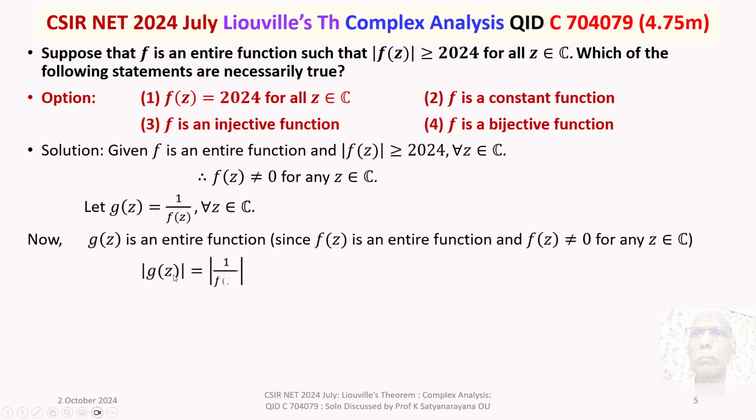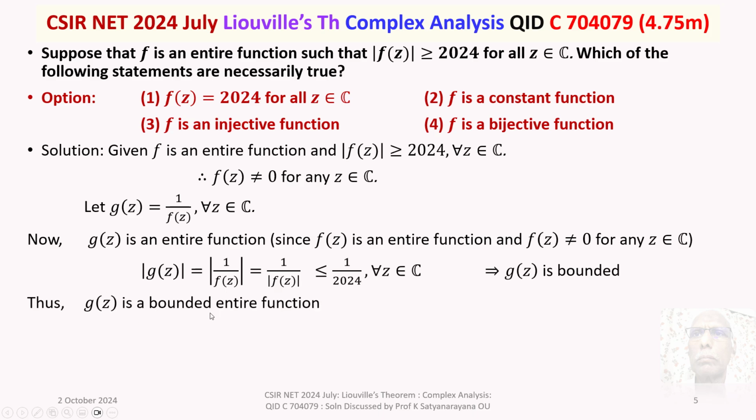Now, modulus of g(z) is equal to modulus of 1 by f(z) is equal to 1 by mod of f(z). But mod of f(z) greater than or equal to 2024. Therefore, 1 by mod of f(z) is less than or equal to 1 by 2024 for all z belongs to C. This means g(z) is a bounded function on the entire complex plane. So thus g(z) is a bounded entire function.